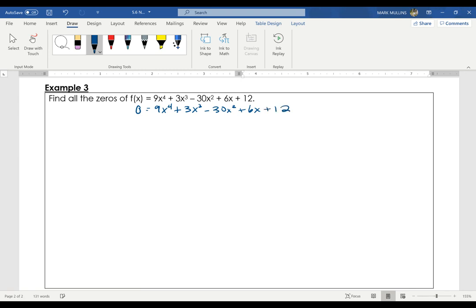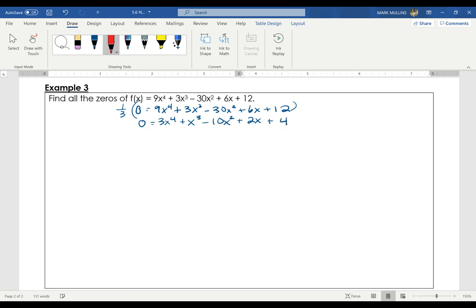And I really want to have smaller numbers for P's and Q's anyway, because then I'll have less numbers to guess when I'm doing my possible rational zeros. So I'm going to divide everything, or multiply everything, by a third. So then I'll have 0 equals 3x to the 4th plus x cubed minus 10x squared plus 2x plus 4. Smaller numbers to work with for synthetic division is nice.